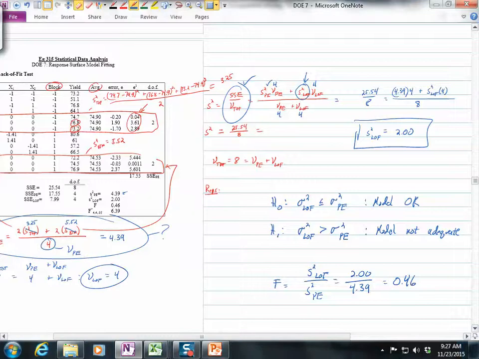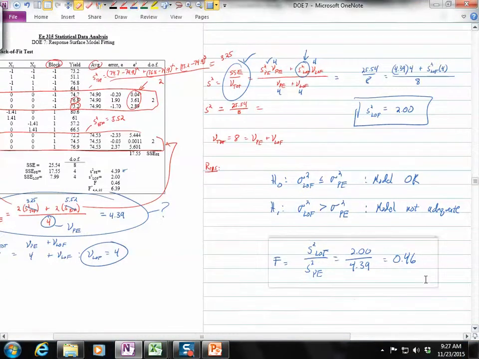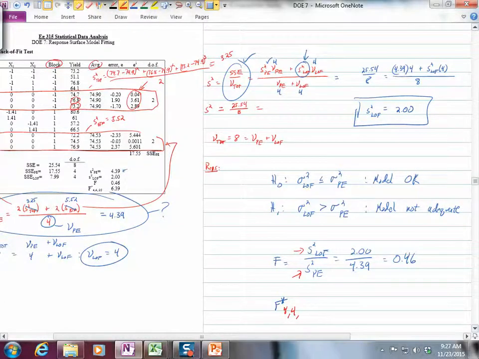So we get an F of 0.46. So it's strange, right? F is less than 1 even. So you know it's going to be okay. We can compare that to our F star. F star is how many degrees of freedom in the top number? 4. How many degrees of freedom in the bottom number? 4. Alpha is 0.05. And it's a one-sided test, so you can look up your critical value at 6.39.